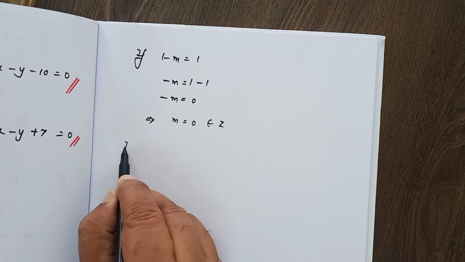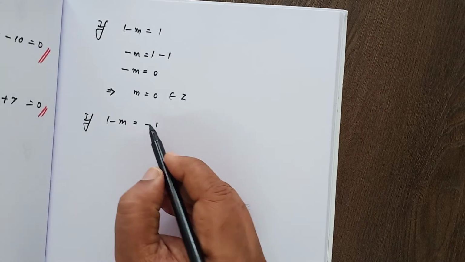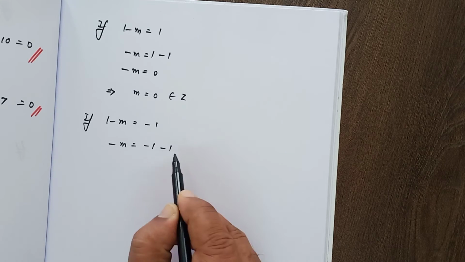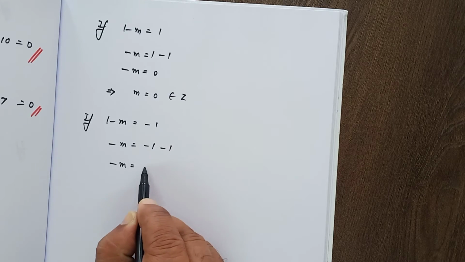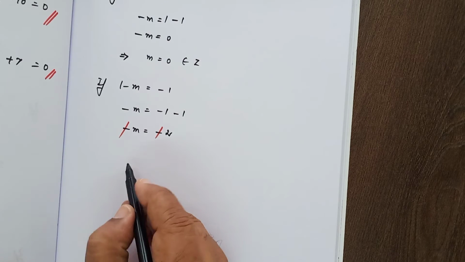Now I take minus 1. If 1 - m = -1, then -m = -1 - 1, so -m = -2. Here both minus signs get cancelled, therefore m = 2.